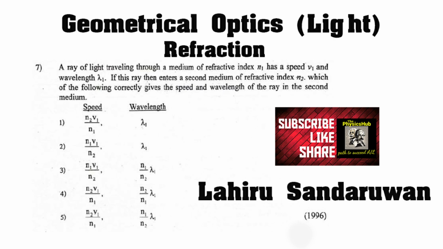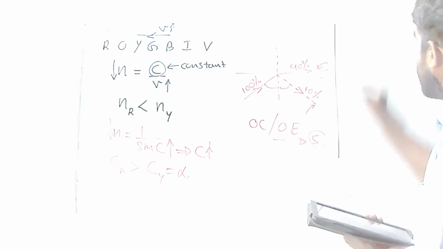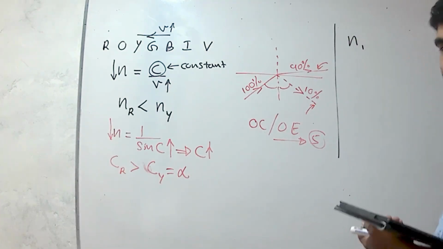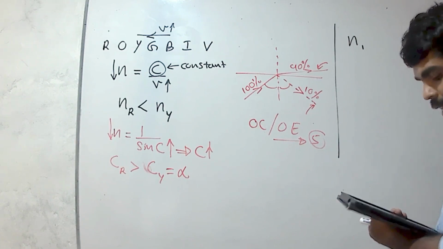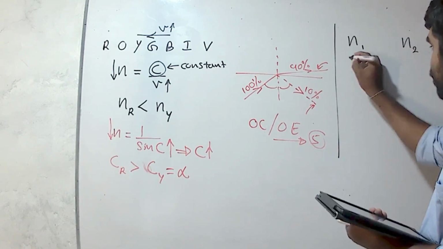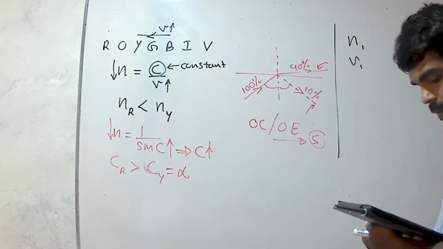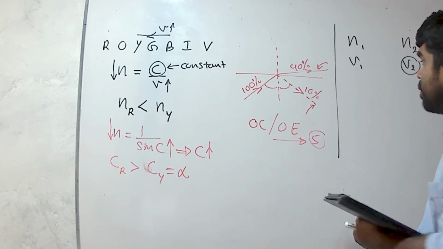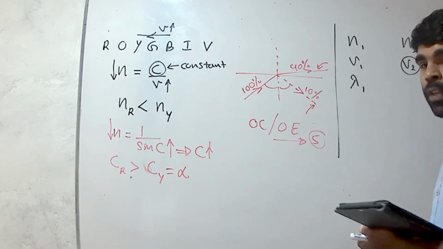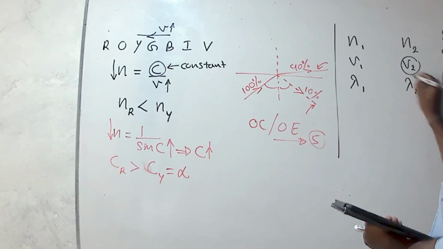and wavelength lambda 1. If the ray then enters a second medium of refractive index N2, which of the following correctly gives the speed and wavelength of the ray in the second medium? For the first medium, refractive index N1. For the second medium, refractive index N2. The speed in the first medium is V1; we have to find the V2 value, the velocity in the second medium. They have given the wavelength for the first medium, lambda 1. We have to find the lambda 2 value.